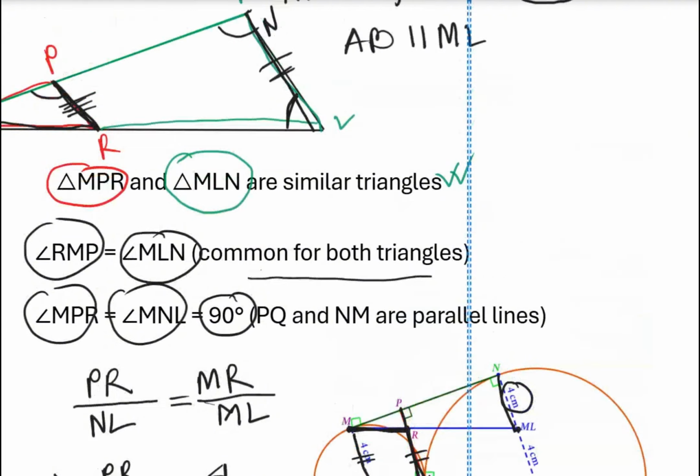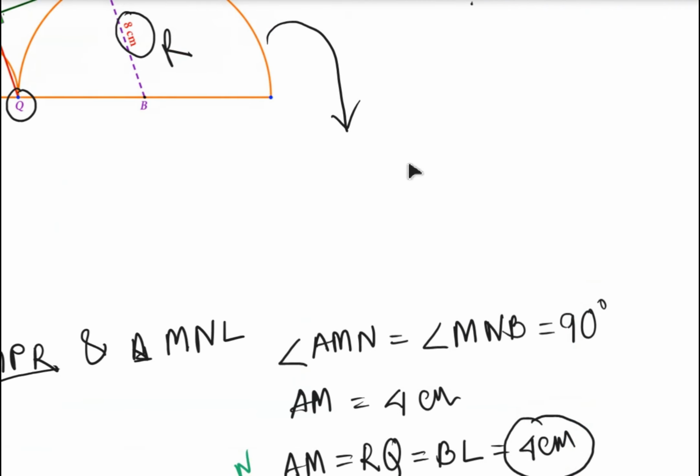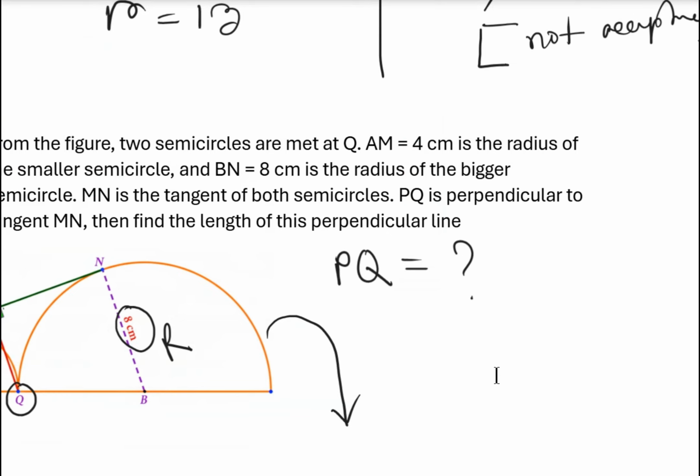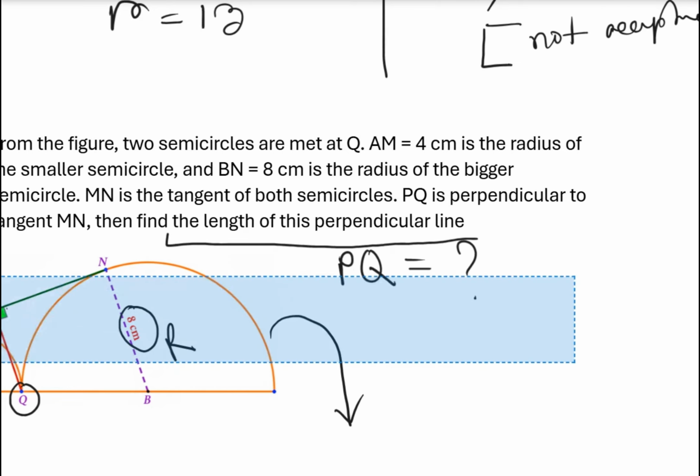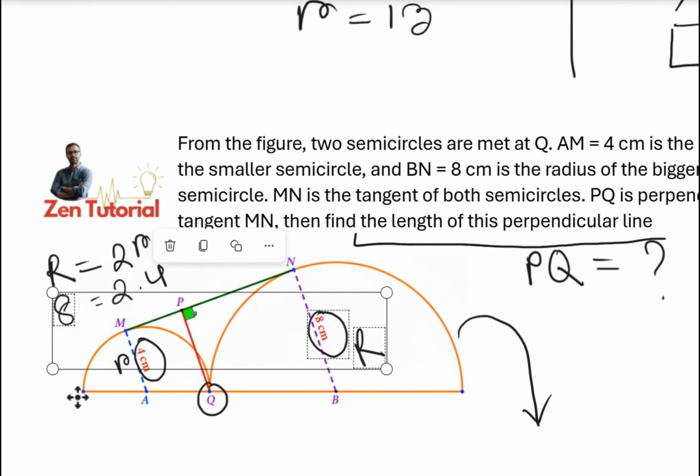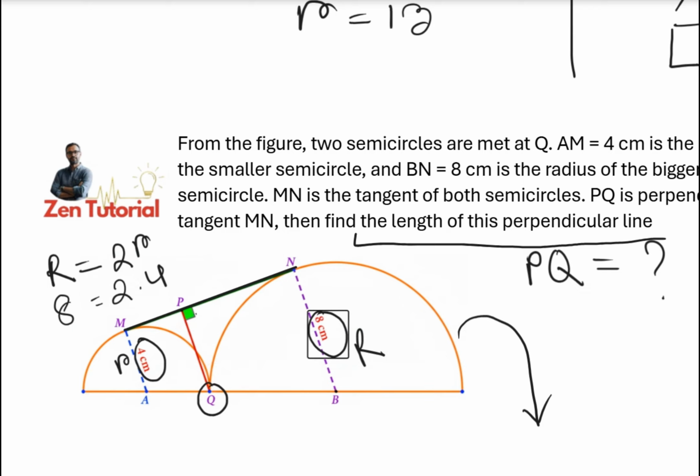So remember, when we started this problem, the question was to find the length of the perpendicular line to the tangent. So this is the tangent MN or NP, and at a point on the tangent, that is P, P to Q is the perpendicular line. So the value is 16 over 3 centimeters. So this is the answer.